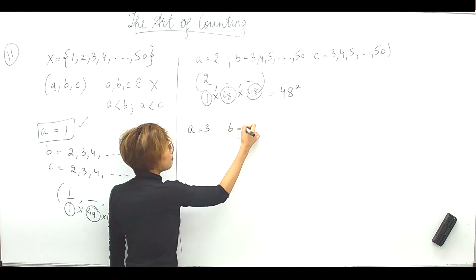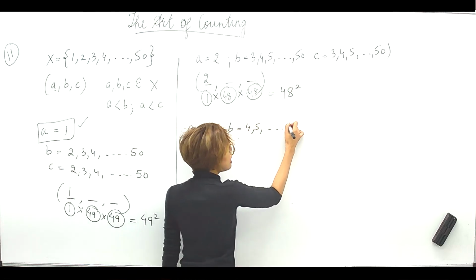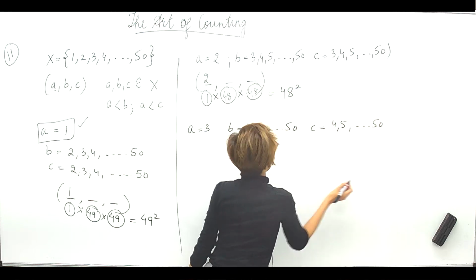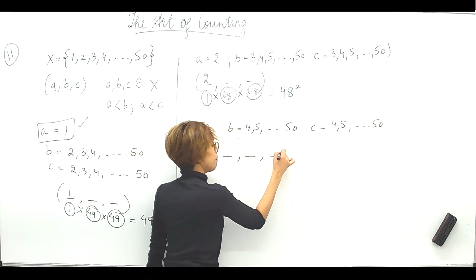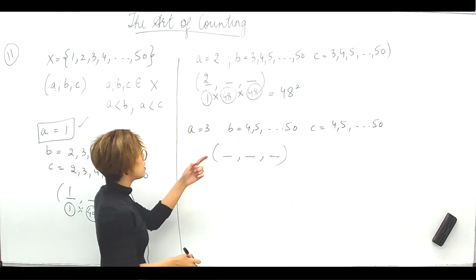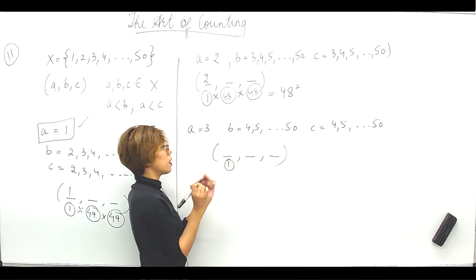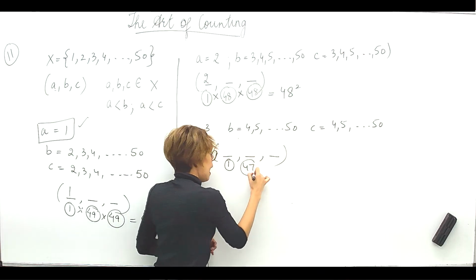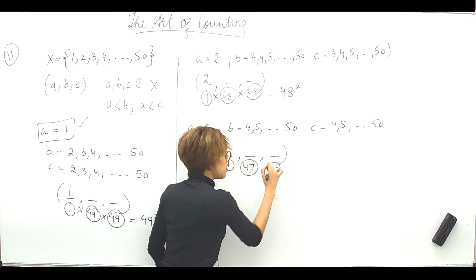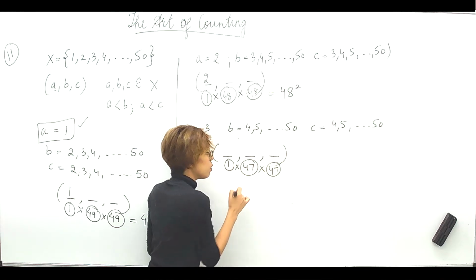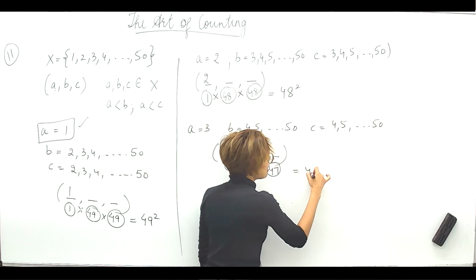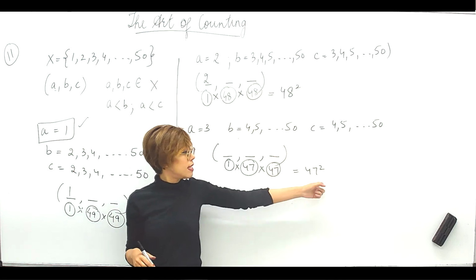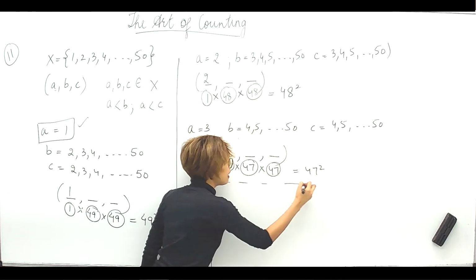Now, B can take the value 4, 5, so on till 50, and C can take the value 4, 5, so on till 50. Again, we need to fill up the ordered places. First place, one way, because we put in 3. B, I have 47 possibilities, and for C, I have 47 choices. So total choices 47 squared. 49 squared, 48 squared, 47 squared. Let's see what's happening.